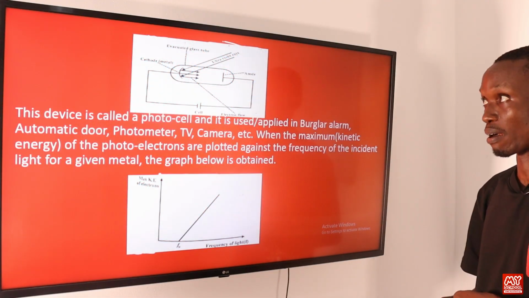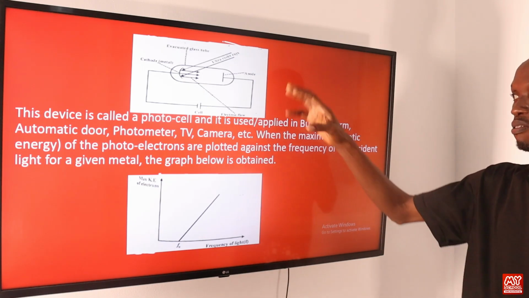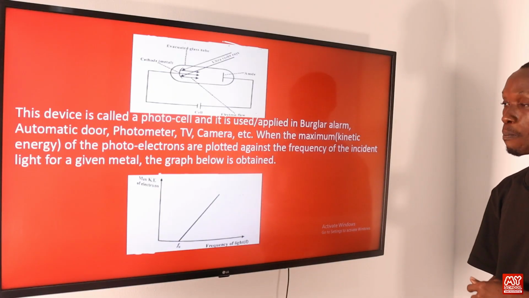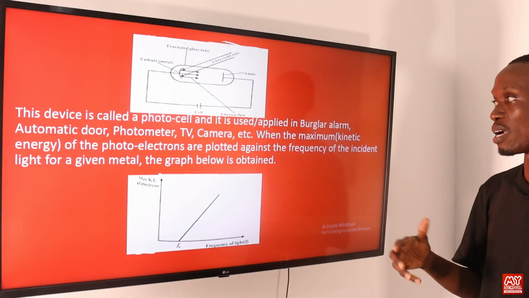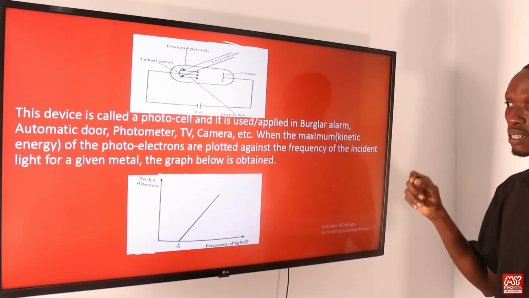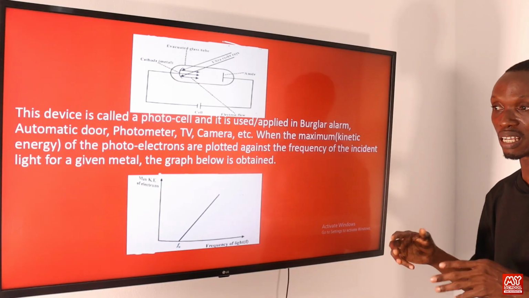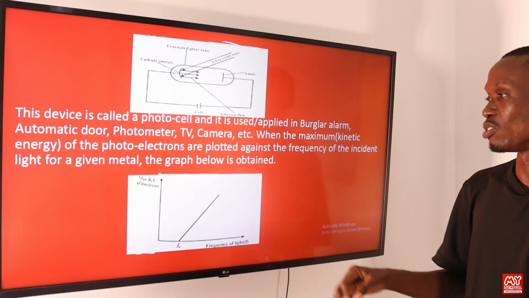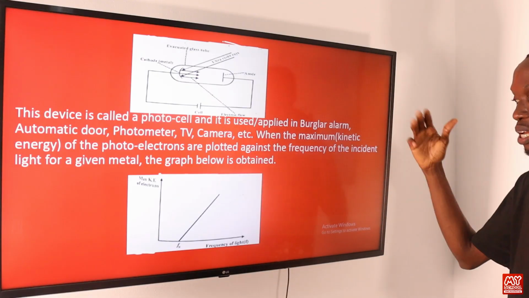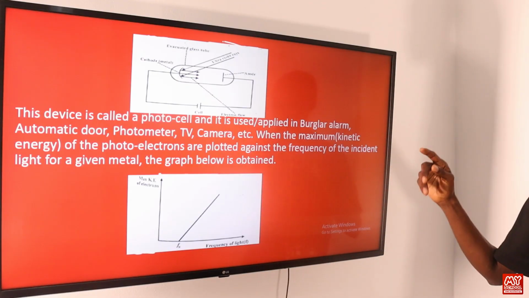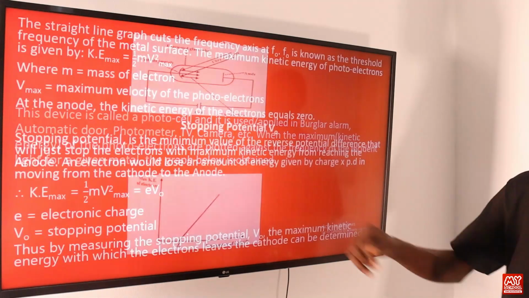Now this is just a diagram of a device known as a photocell, and this device finds application in burglar alarms, automatic doors, photometers, TV, cameras, etc. When the maximum kinetic energy of the photoelectrons is plotted against the frequency of the incident light for a given metal, the graph is shown below. So this is the graph of maximum kinetic energy of electrons against the frequency of the incident light. Let's move to the next slide to explain what is going on in this graph.